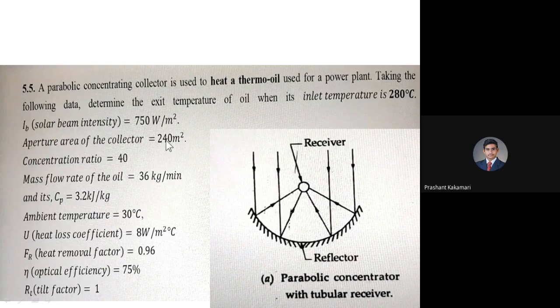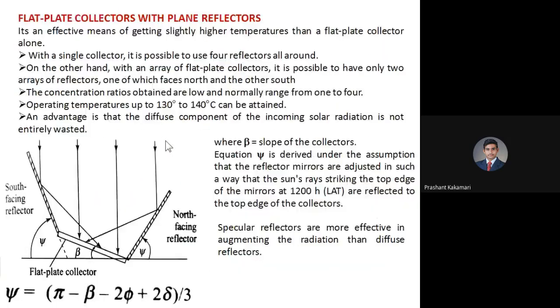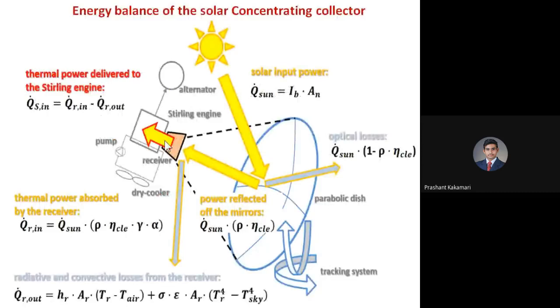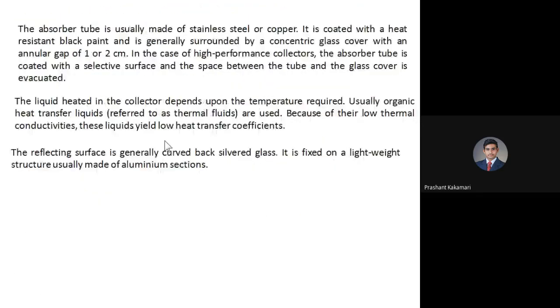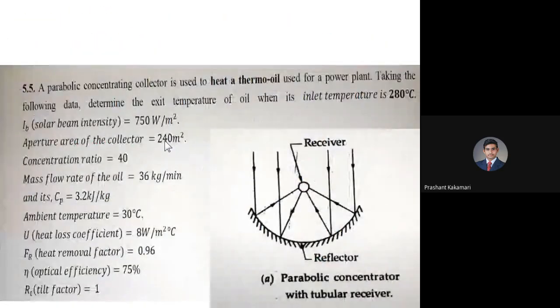Aperture area is the circular cross-section area. The circular surface area is taken, that is the aperture area. That is given as 240 meter square. Concentration ratio CR, the ratio of the area of the aperture to the total area of the absorber, is 40. The mass flow rate of the oil is 36 kg per minute. So per minute, 36 kg of oil is flowing.